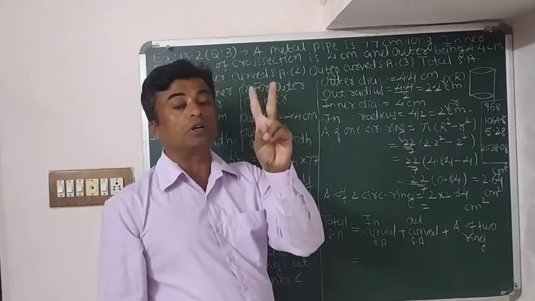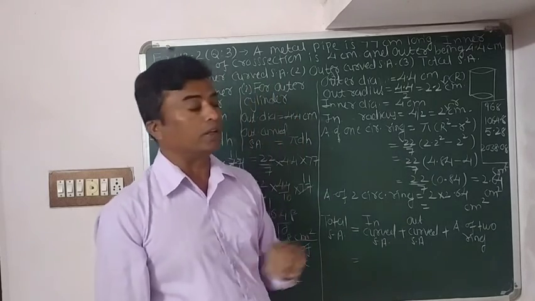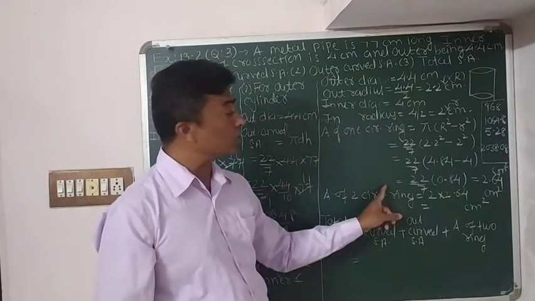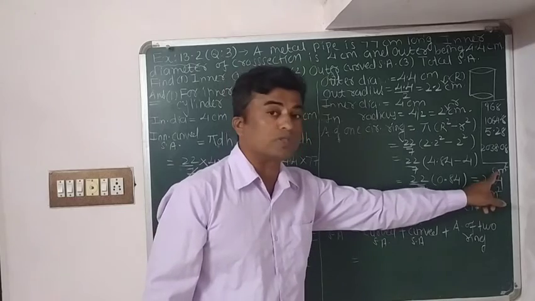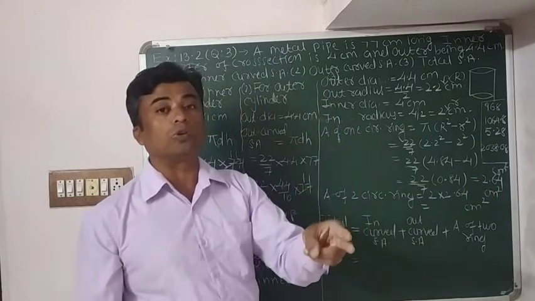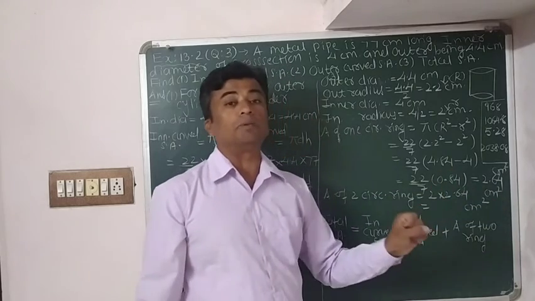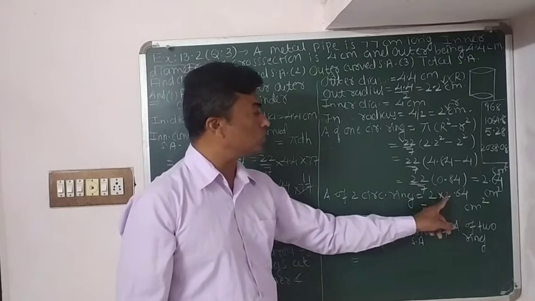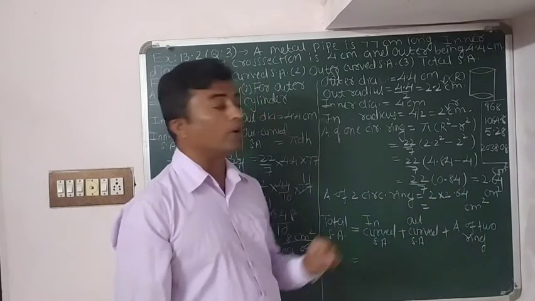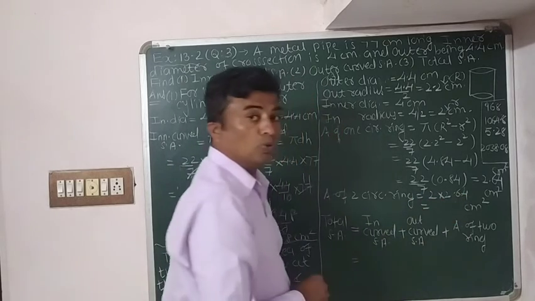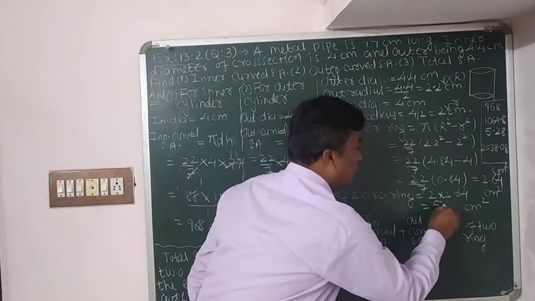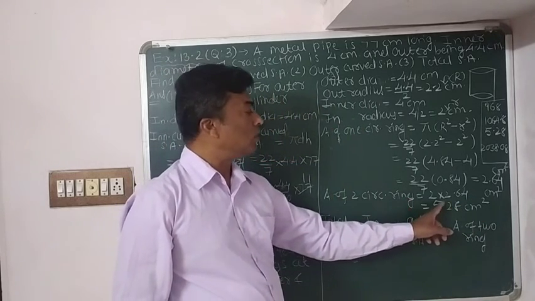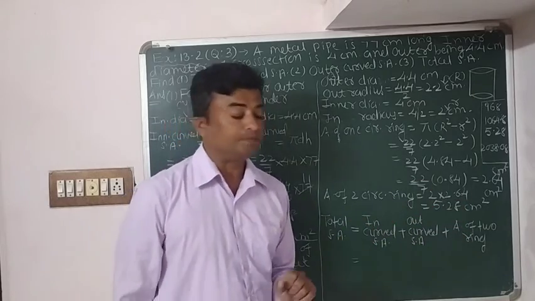And we have to find area of two circular rings, because one circular ring is here and one circular ring is here. So area of one circular ring is equal to 2.64 centimeter square. Then area of two circular rings, we have to multiply with 2. So 2 multiply 2.64, its answer is 5.28 centimeter square. So area of two circular rings is equal to 5.28 centimeter square.